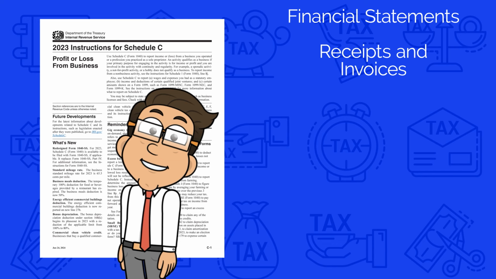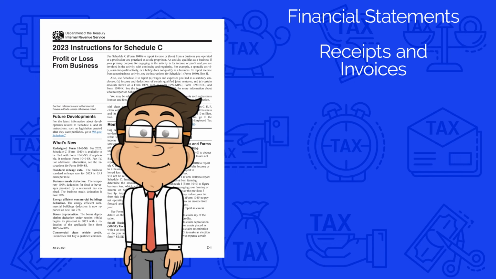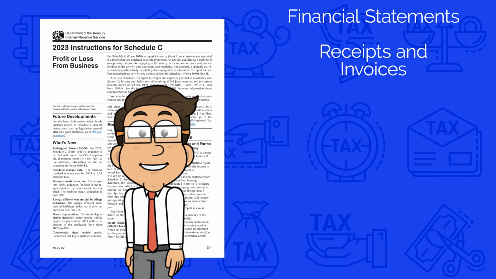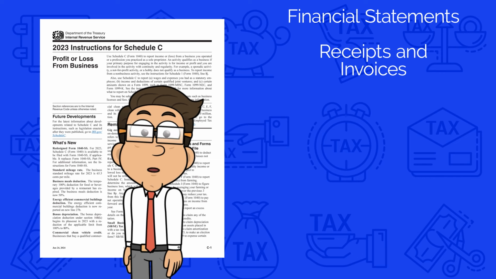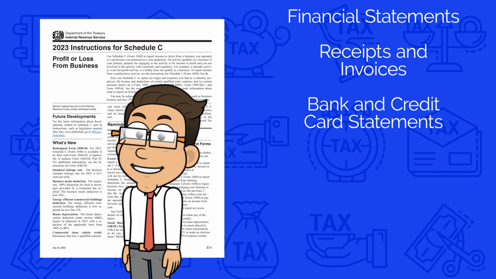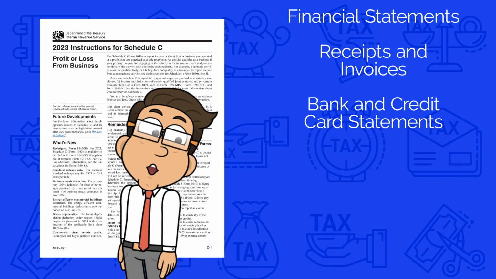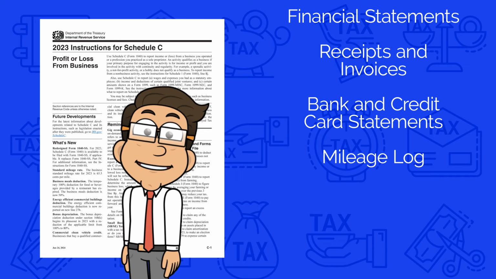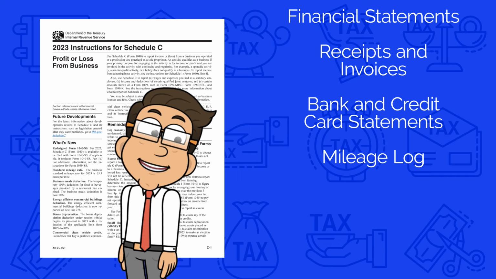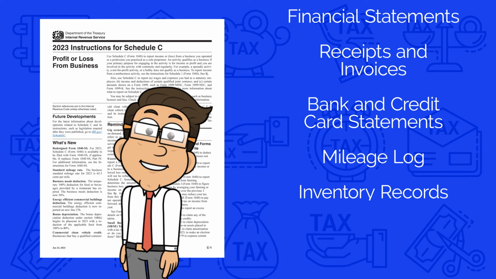Receipts and invoices. Collect all receipts and invoices related to your business expenses. This documentation is necessary for substantiating the deductions you claim on Schedule C. Bank and credit card statements. These statements can help verify the transactions recorded in your financial statements and ensure you account for all business-related income and expenses. Mileage log. If you're claiming vehicle expenses, a detailed mileage log showing the date, mileage, and purpose of each trip is required to calculate your deduction correctly.